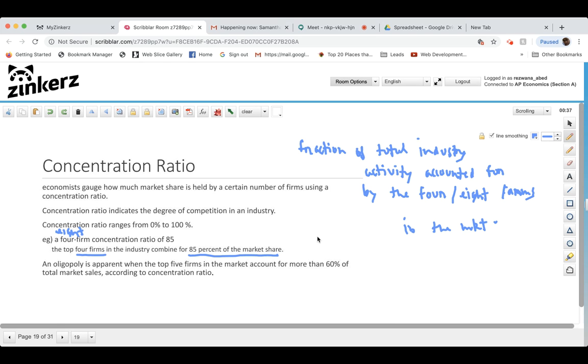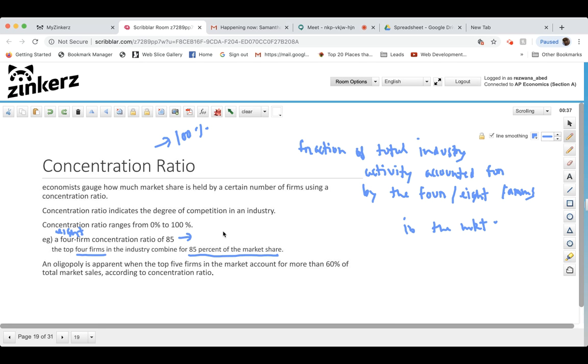This kind of concentration is not so much of an issue with monopoly, because a monopoly has only 1 firm, so the concentration ratio would be 100%, which means there is no competition. So the higher the number, the less competition there is in an industry. Do you understand that part? Yes. Okay, so if it's closer to 100, you're getting closer to a monopoly, so there is not much competition at all.